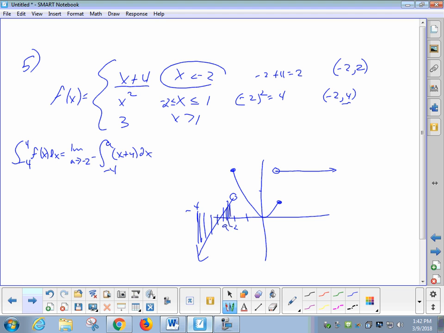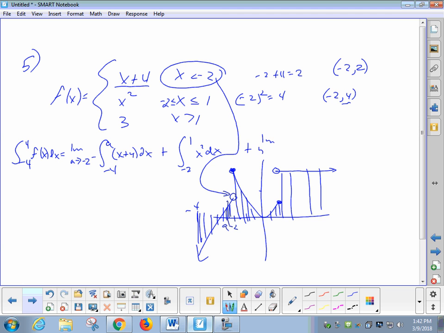Because this didn't include negative 2, I have a discontinuity there. All right, the next region actually includes the endpoints, so I don't need a limit there. I can just say that is the integral from negative 2 to 1, like that. And then the last region does not include the endpoint, so I would have to do a limit as b goes to 1 from above, and go from b to positive 4, to do this well. Do you follow?